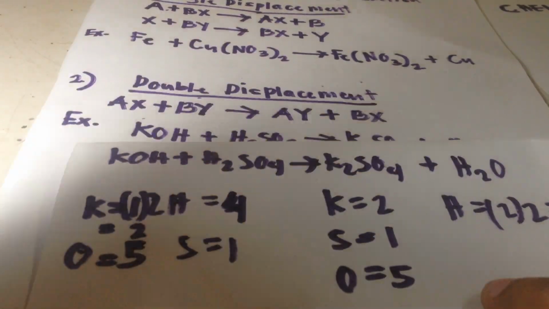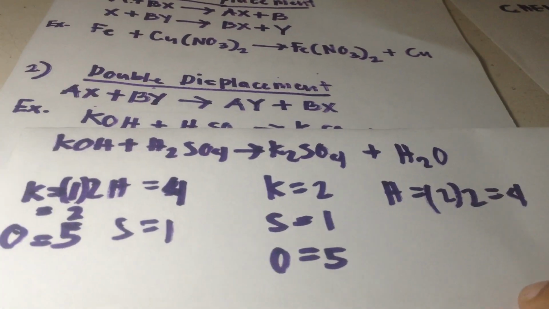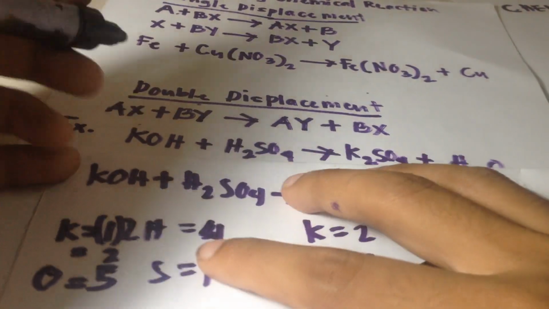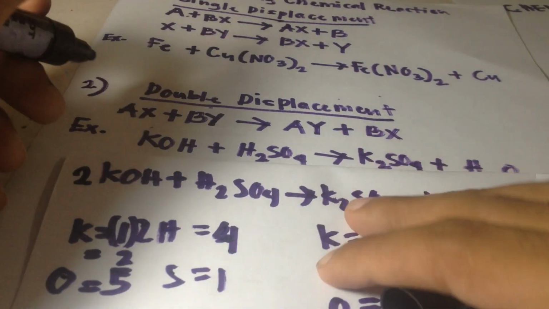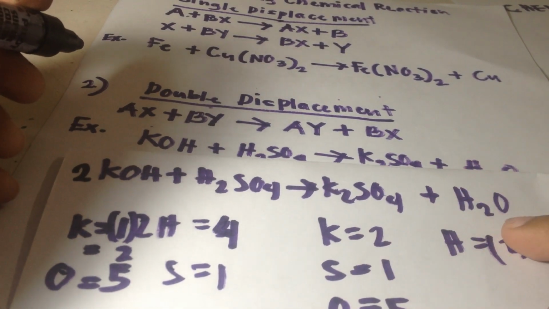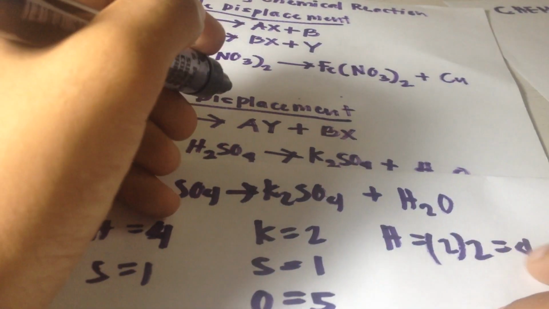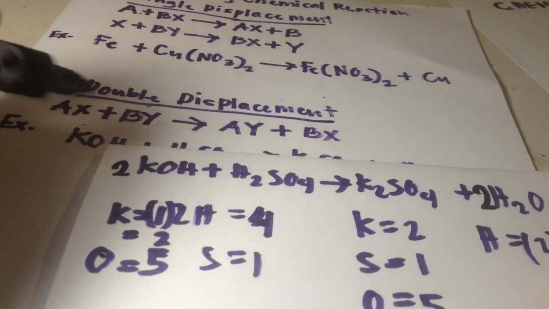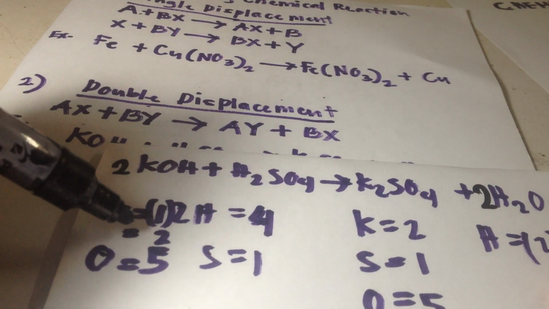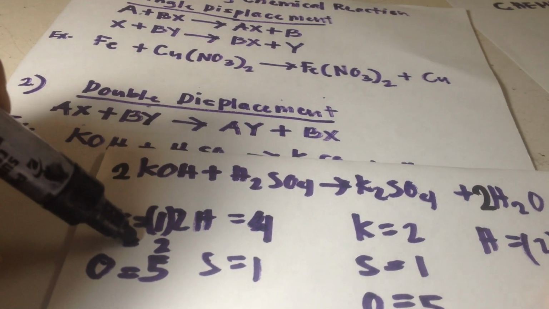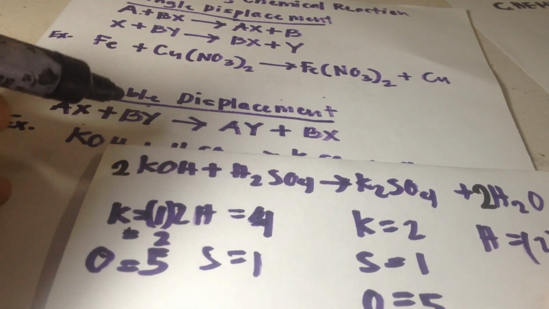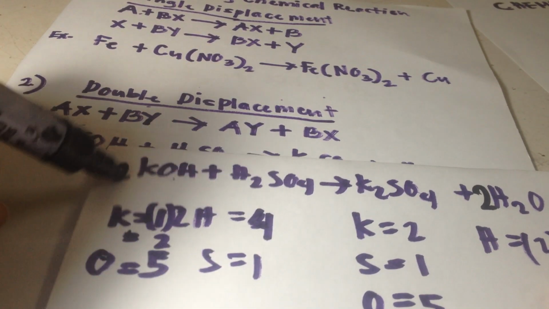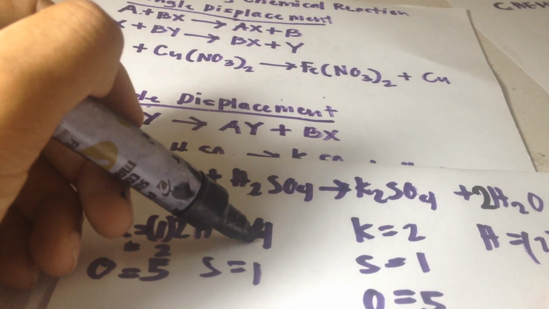So you need to put the balance here. Potassium hydroxide has a coefficient of 2, and water has a coefficient of 2. So potassium has a subscript of 2, and hydrogen has a subscript of 4, because 2 times 1 equals 2, and 2 plus 2 is equal to 4. So it is balanced.